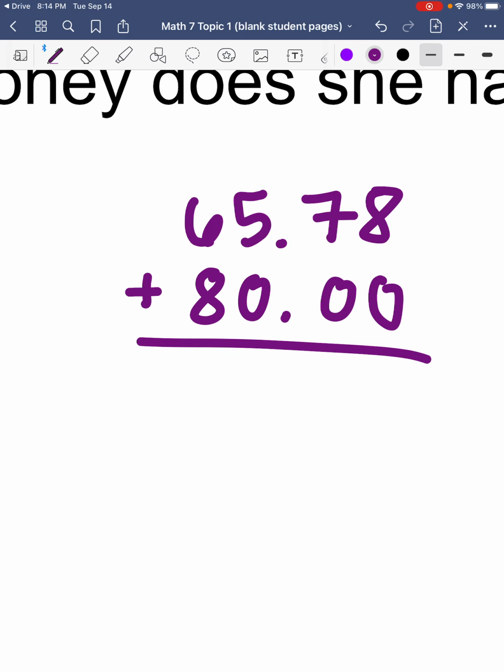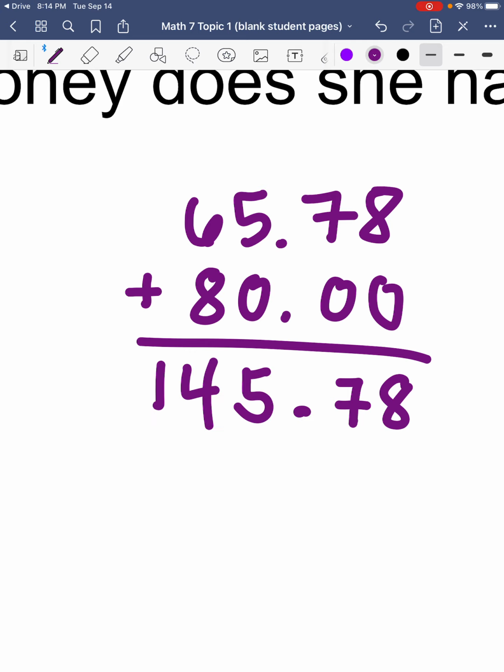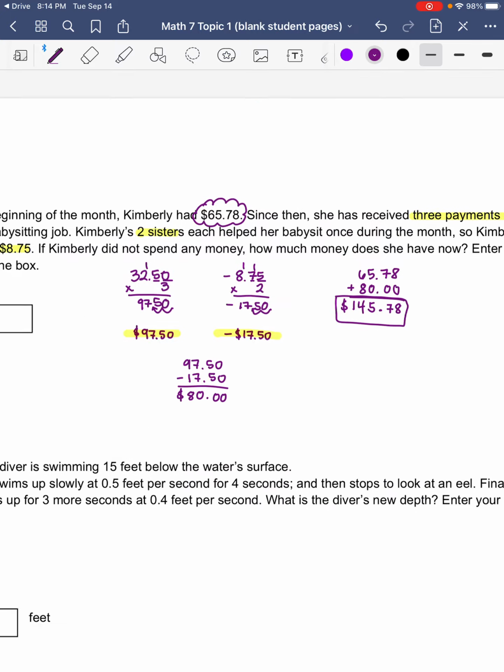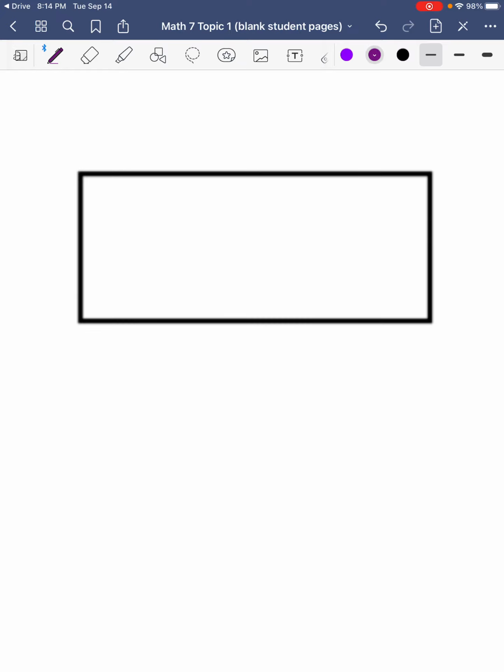So 8 plus 0 is 8. 7 plus 0, 7. Bring down your decimal. 5 plus 0, 5. And 6 plus 8, 14. So she has now $145.78.